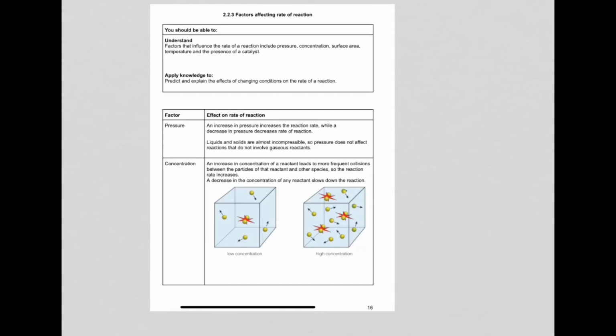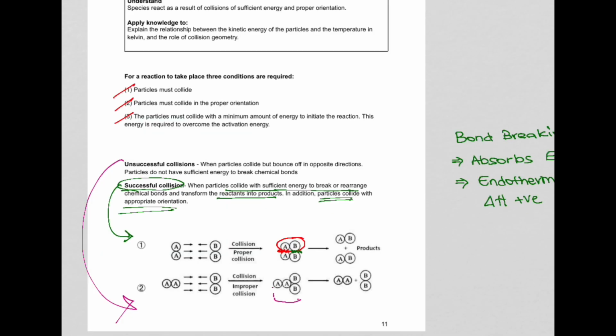Hi everyone, so we are going to be looking at factors that affect the rate of reaction. Last time we looked at the collision theory, which mentioned that for a reaction to happen, particles must collide. They must collide with proper orientation and with the activation energy. Particles need to have the activation energy.